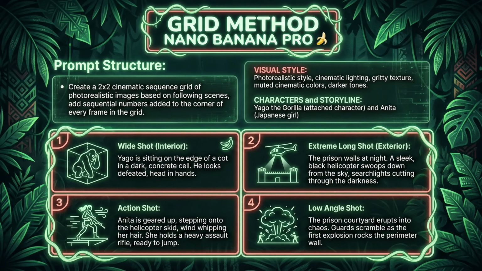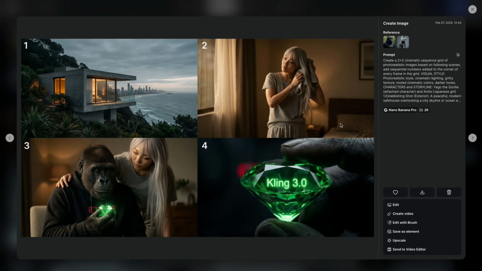You can start with this opener: create a 2x2 cinematic sequence grid of photorealistic images based on the following scenes. Add sequential numbers to the corner of every frame in the grid. Then you can define your visual style, characters, and storyline. You can even specify what kind of shot types you want, and then your grid will be created. Similarly, I created another grid here.